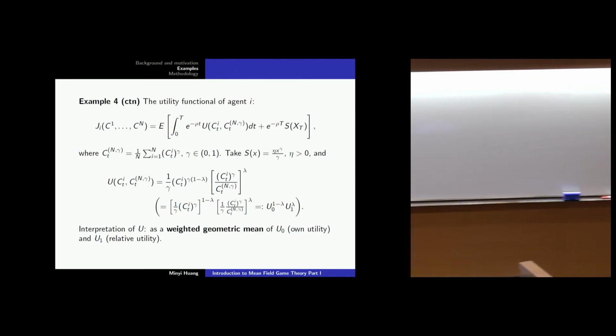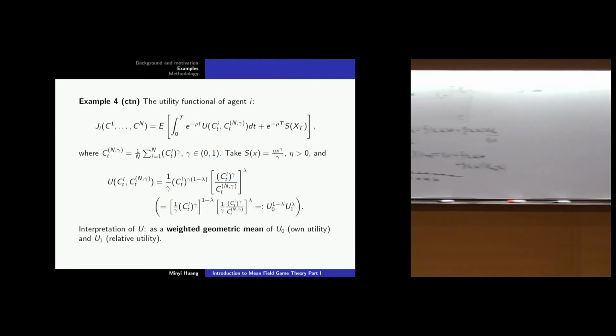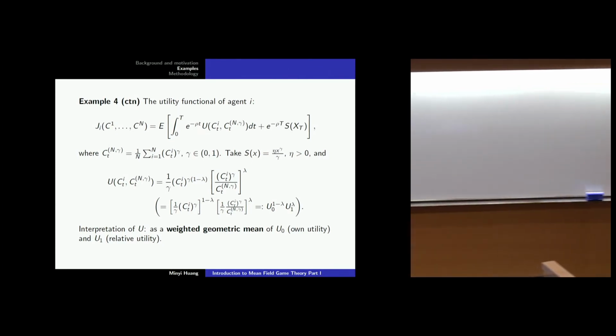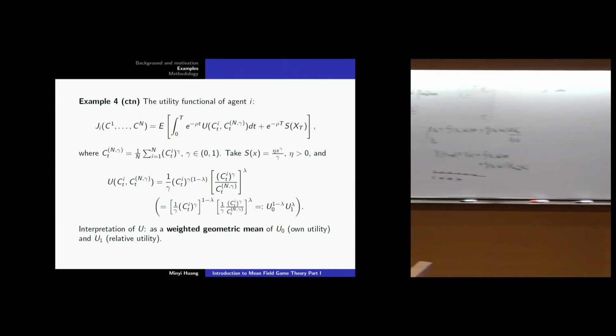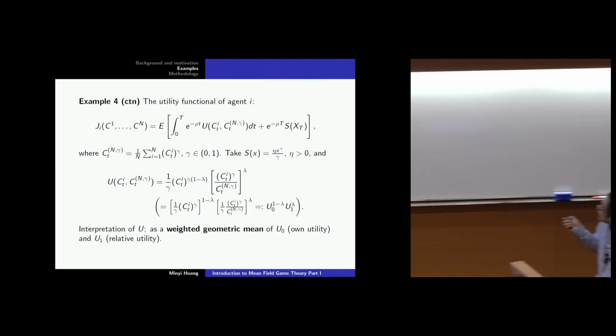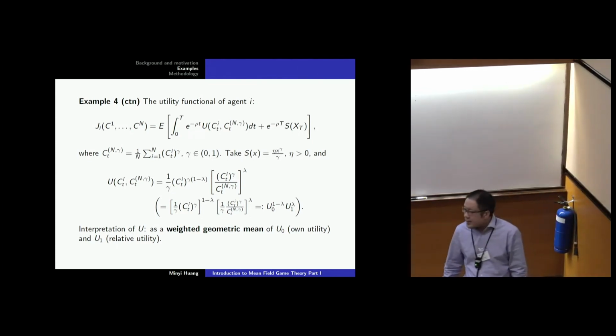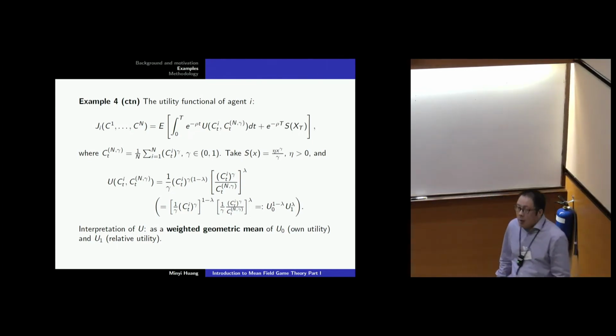So here, only utility. For the second term, it's a ratio. It's called relative utility. So finally, you just make a geometric mean. Very recently, I saw some people doing similar optimization problems for portfolio optimization, also using the mean field game framework.